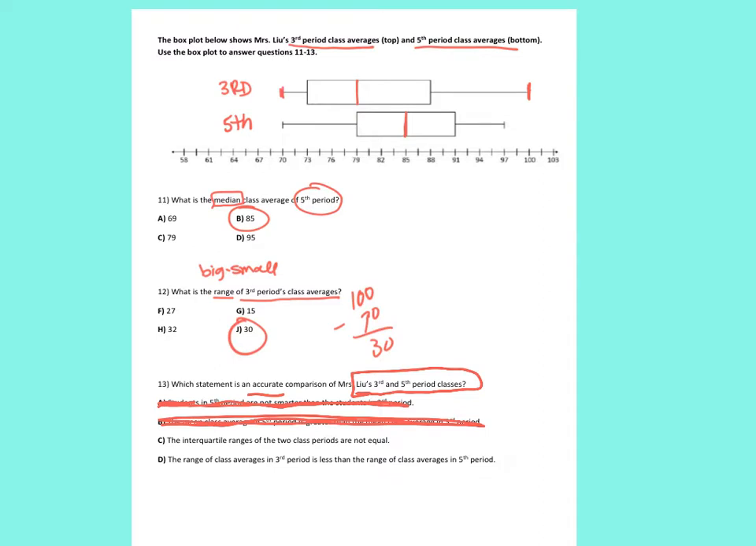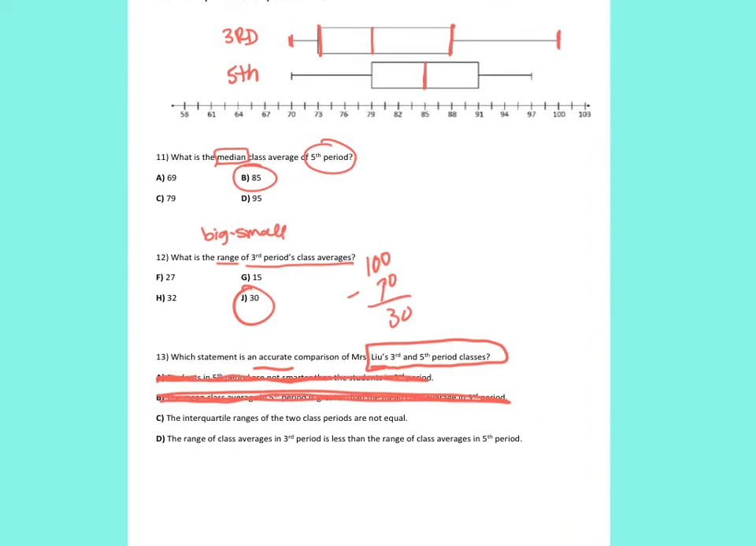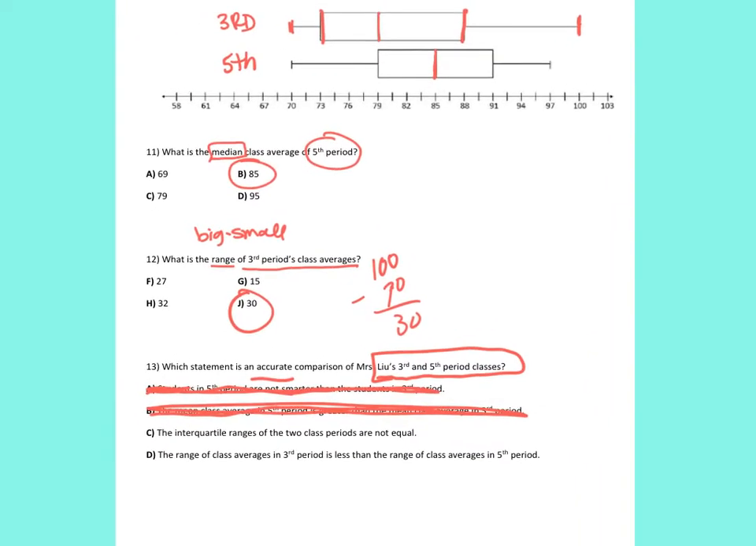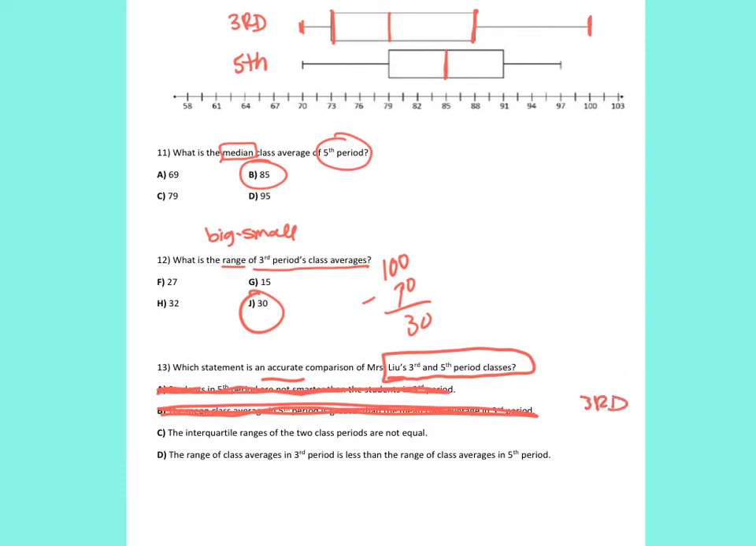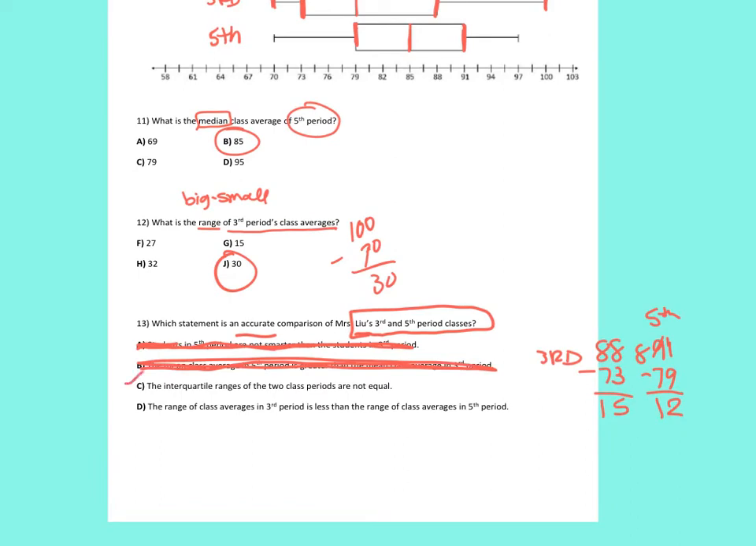C, the interquartile range, so that means in the boxes, of the two class periods are not equal. So we need to check that. Third period, the interquartile range is 88 minus 73. So what is that? 15. Fifth period, the interquartile range is 91 minus 79. So that's true. Their interquartile range is not the same.